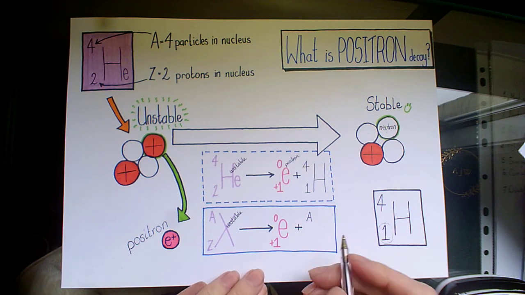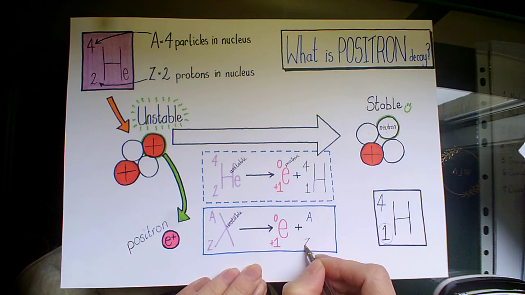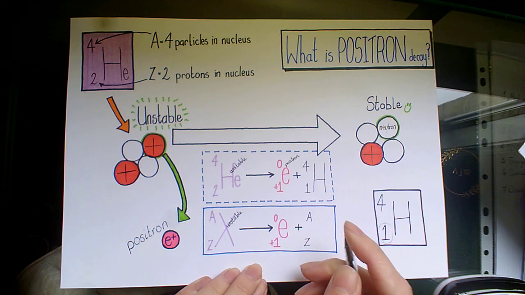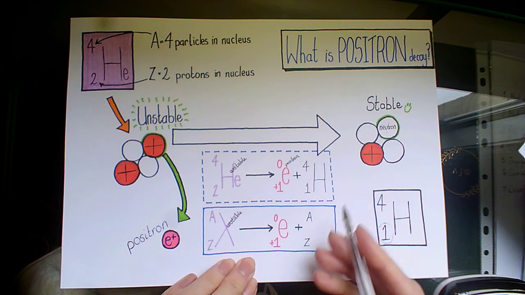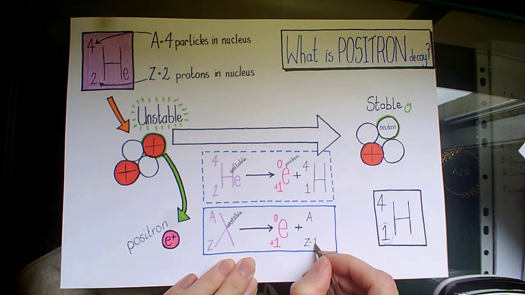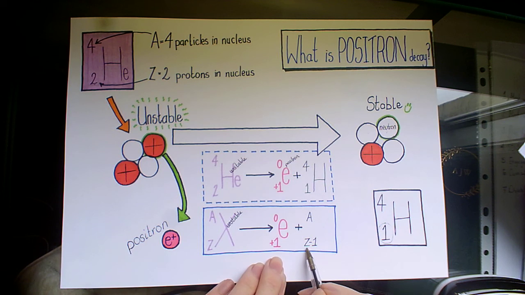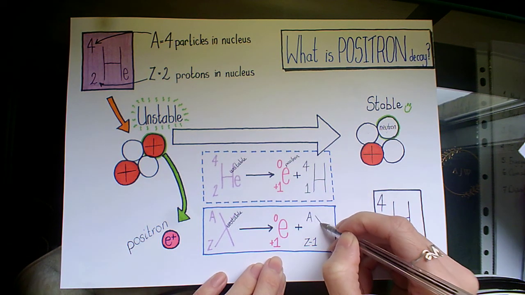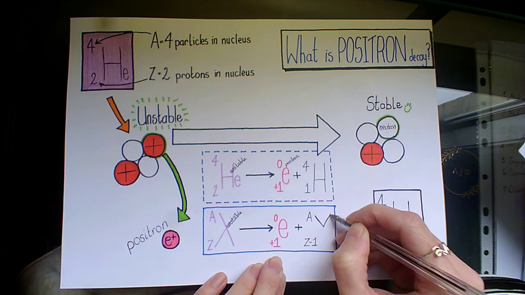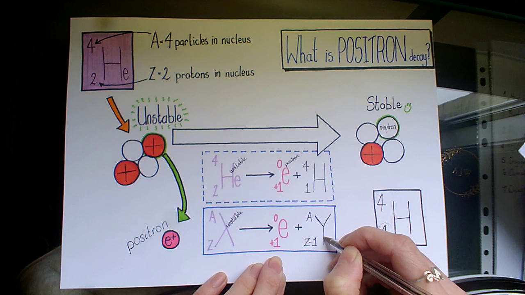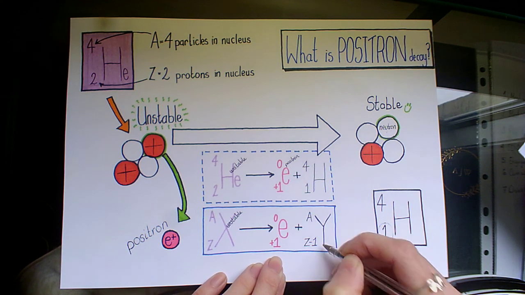But what has changed is the Z, the number of protons. And the Z has gone down by 1. We had 2 over here, we've now only got 1. So we say it's Z minus 1. And because the Z has changed, we can no longer say that the element identity is X. It's changed now. It's become something different. So we must put letter Y here.